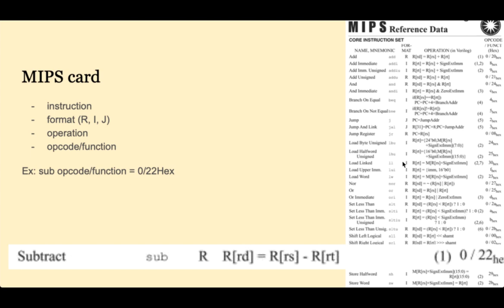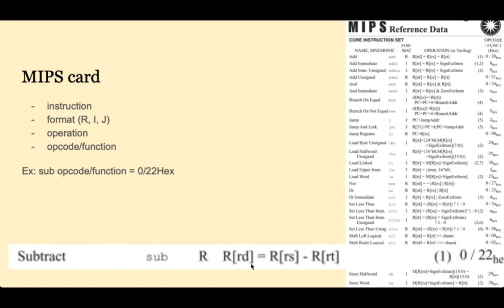Here's a screenshot of part of the MIPS card. Notice it lists the basic instructions in alphabetical order, as well as their mnemonic. It tells which format they use, R, I, or J. You can see that R and I are the most common ones. There's a little bit of information on what the instruction actually does. And then over on the far right side, you see its opcode, or if it's an R type, its opcode/function code. Here I've blown up the subtract line to show each of those parts.